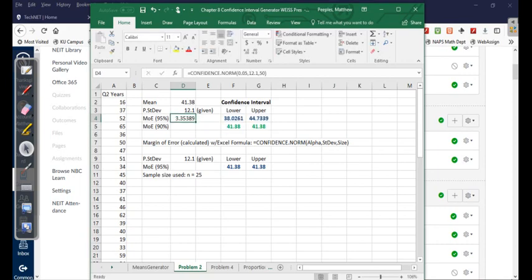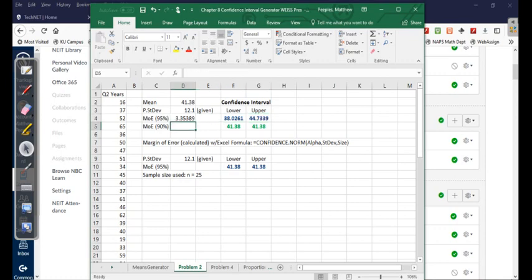Whoa, look at that. That's changed, right? So our confidence level right here for 95% gives us a margin of error of 3.35 years, which means that our 95% confidence interval will be somewhere from 38.03 years to 44.73 years. All right, that interval where with 95% confidence will contain our actual mean. It will actually contain our mean age for the population.